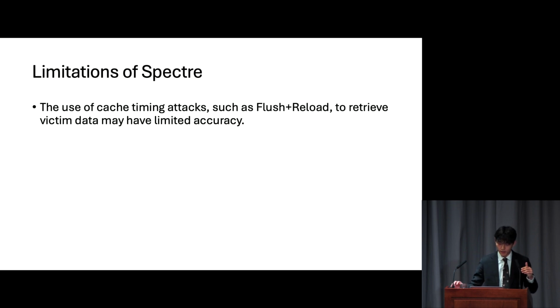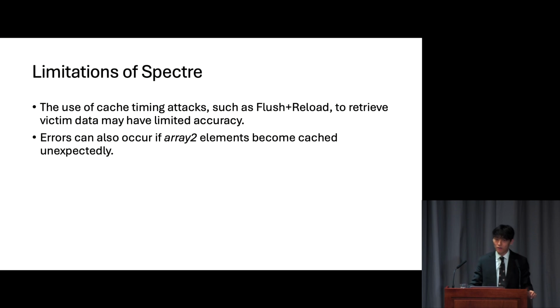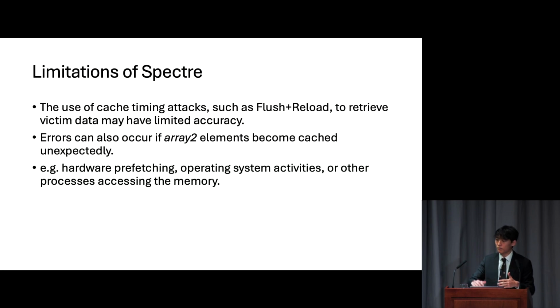Just to wrap things up, it uses cache timing attacks, such as flush and reload, to retrieve the victim data, and this can have limited accuracy. This depends on the resolution of your timer. This depends on many different aspects where measuring the time may not be applicable. Errors can also occur if array 2 elements become cached unexpectedly, for example, by hardware prefetching, operating system activities or other processes that access array 2. And that won't allow us to do the timing attack.